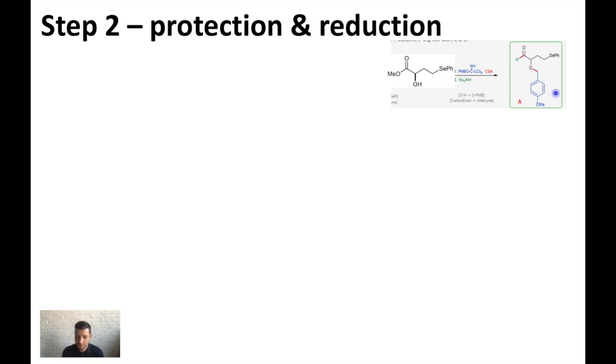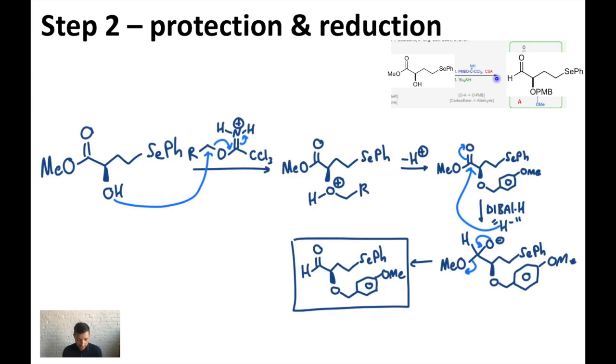Let me fix that stereochemistry, there we go. I also notice I reduce the ester down to an aldehyde, so I have two things I have to do back to back. I do not recognize this reagent or CSA, but a quick internet search taught me what those things look like, and CSA is just a source of acid.